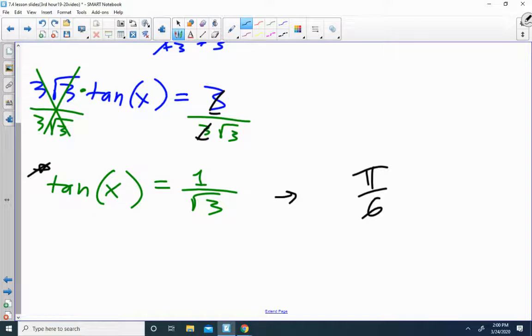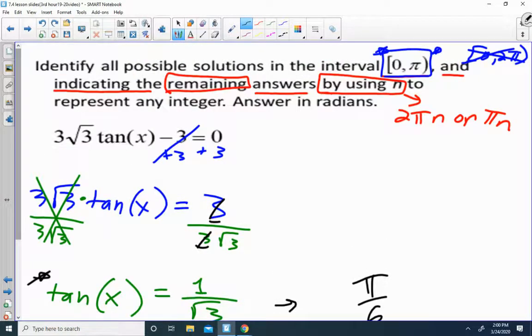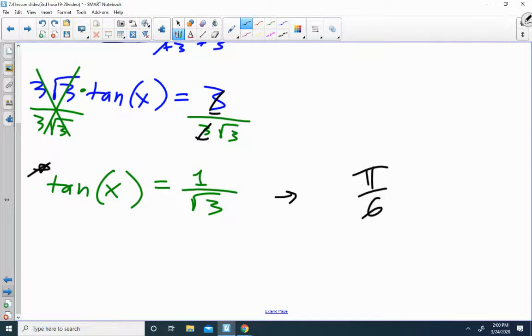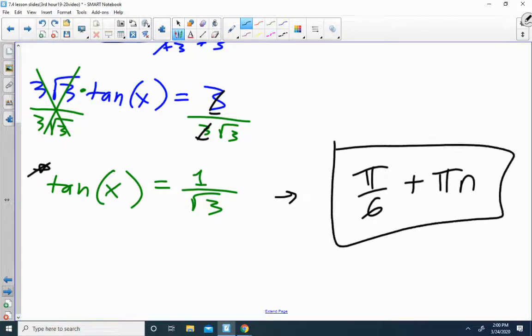Now, some of you are going to press enter, and then the Hawks program is going to say that it's wrong. And you probably wonder why. And if you scroll up, you'll realize you forgot to add the n part. You either got to do 2 pi n or pi n, depending on your trig function. And in this case, it's tangent. And tangent uses pi n. So in other words, take your pi over 6, and you're going to add it to pi n. And that will be the correct Hawks program answer.